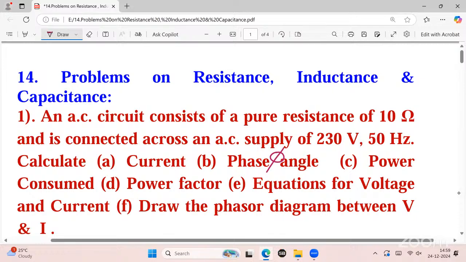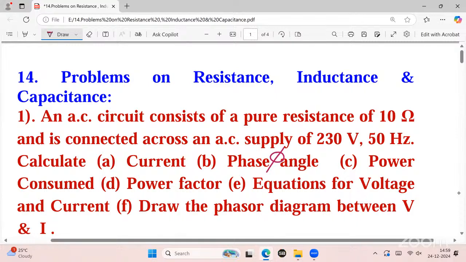The phase angle between voltage and current. Voltage means VRMS, current means IRMS. The phase angle between voltage and current is 0. Therefore, phi is equal to 0. Make a sentence here: current is in phase with voltage. Make a box.